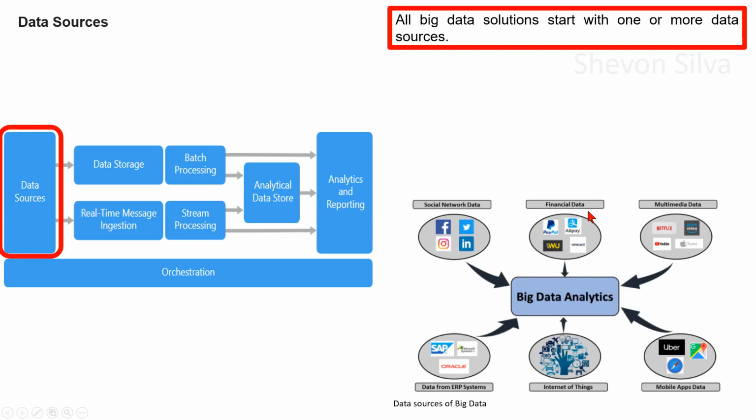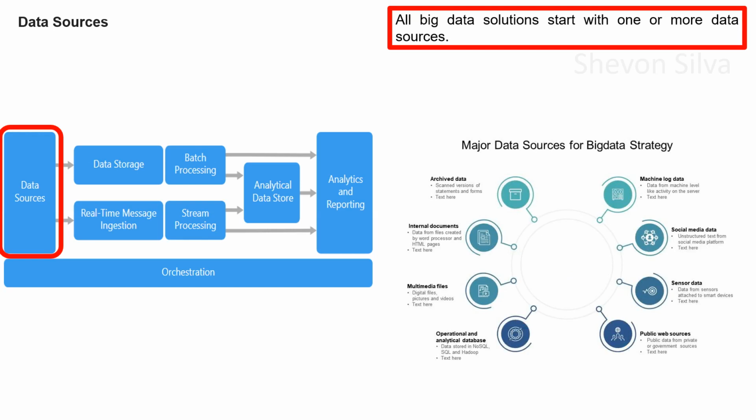Here you can see financial data, for example, PayPal. Here you can see multimedia data, for example, Netflix. Data from ERP system, for example, SAP. Here you can see Internet of Things, and here you can see mobile apps data, for example, Uber. Here you can see major data sources for big data strategy.